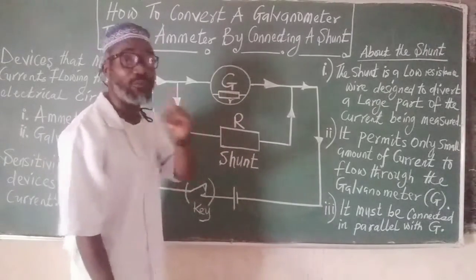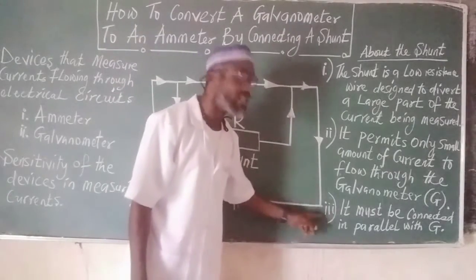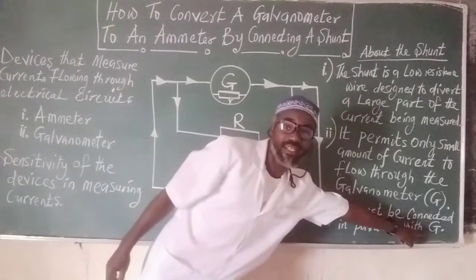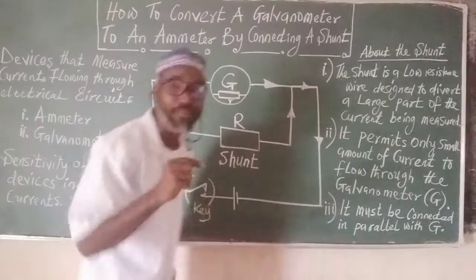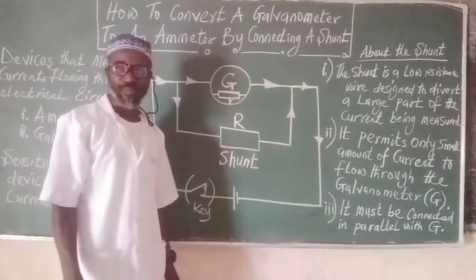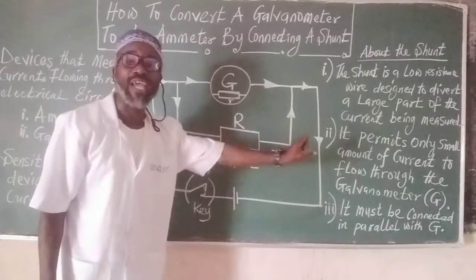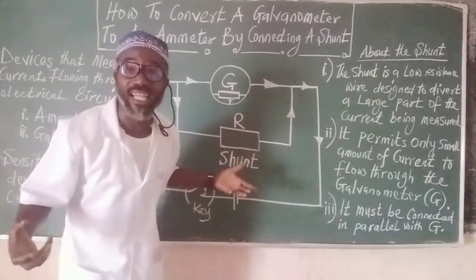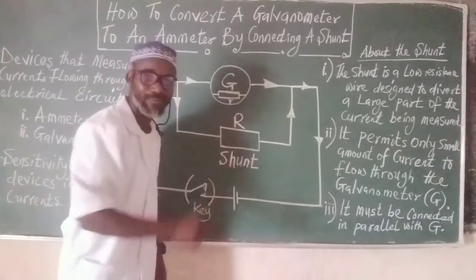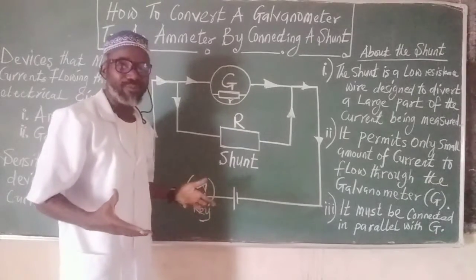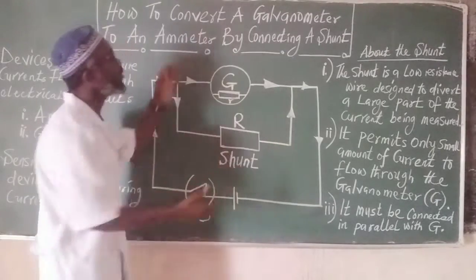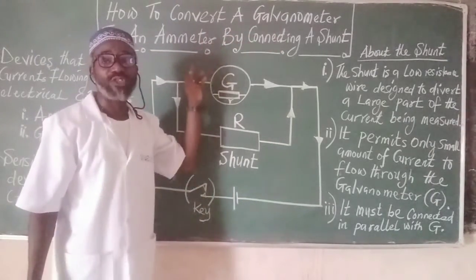Then the third thing we must take into consideration is that the shunt must be connected in parallel with G. Look at it. It must be connected in parallel with G, as G stands for galvanometer. And when that happens, it will be able to divert a larger part of the current, allowing only a small amount of the current to flow through. Understand that? If you do, then we will now know exactly how a galvanometer can be converted to an ammeter.